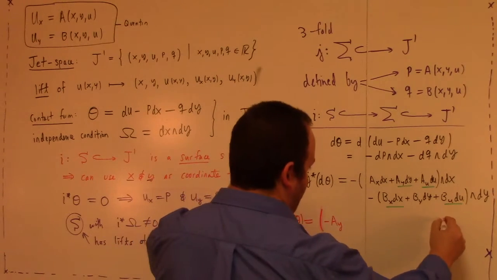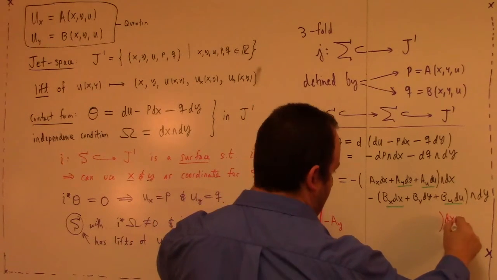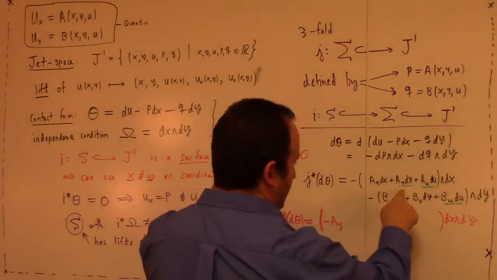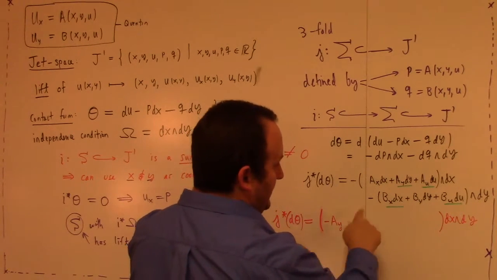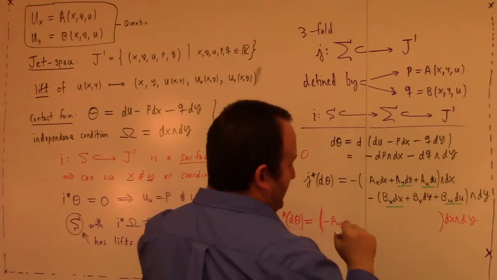I'll put a big parenthesis out here, and then I'm going to have dx wedge dy. All right, I'm going to think about this. So this term, dy wedge dx goes to dx wedge dy. I got a minus ay. Now I've got du wedge dx, right?